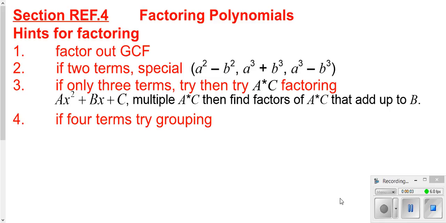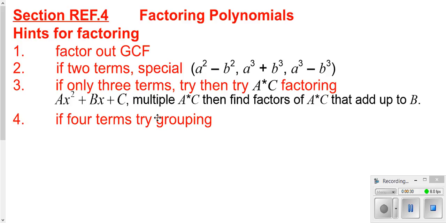We're going to go ahead and take a look at factoring of polynomials. Now, sometimes you can only take out your greatest common factor. That's the thing or things that go into all the terms that you can pull out. If there's only two terms, you want to check to see if it's a special: differences of squares, differences of cubes, or sum of cubes.